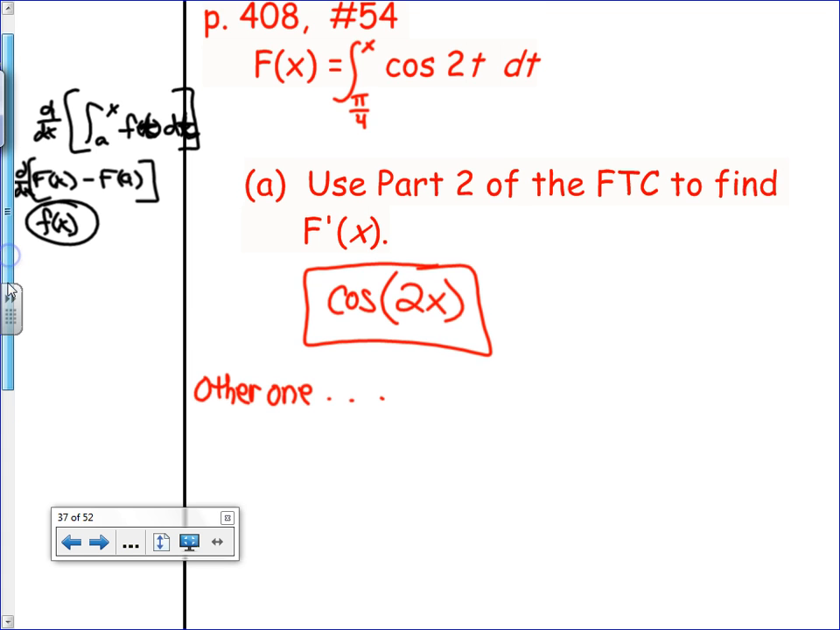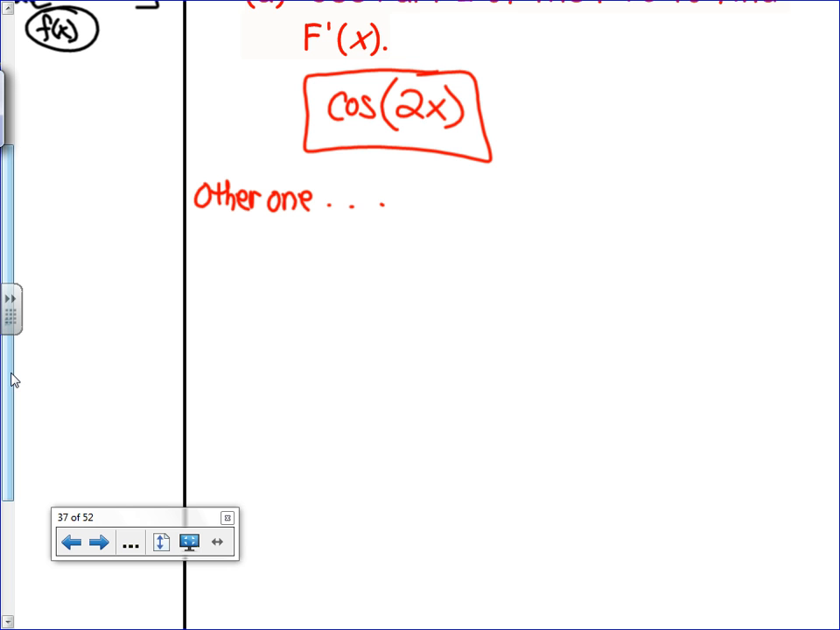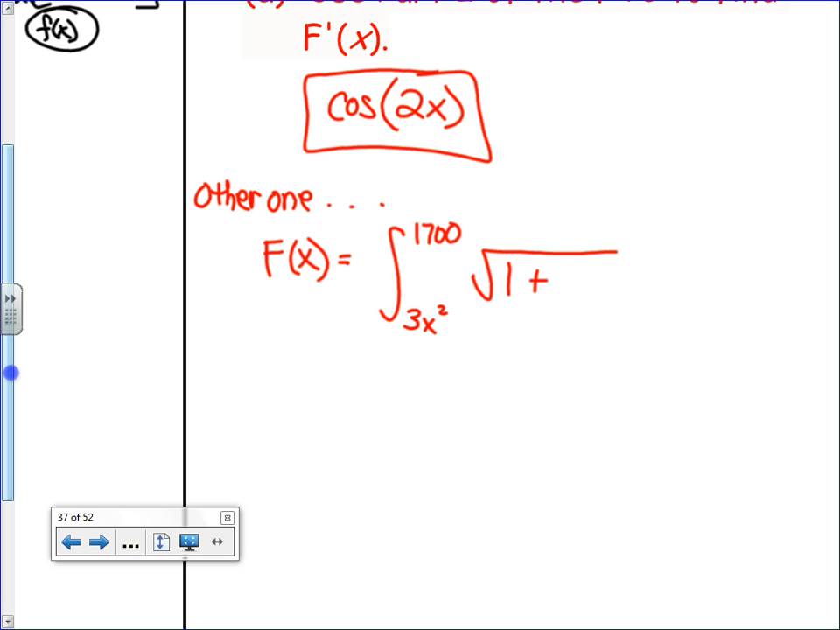What if I was to give you the following? What if I was to give you, directions are still the same, find f prime of x, but now you have that. That just got fun.